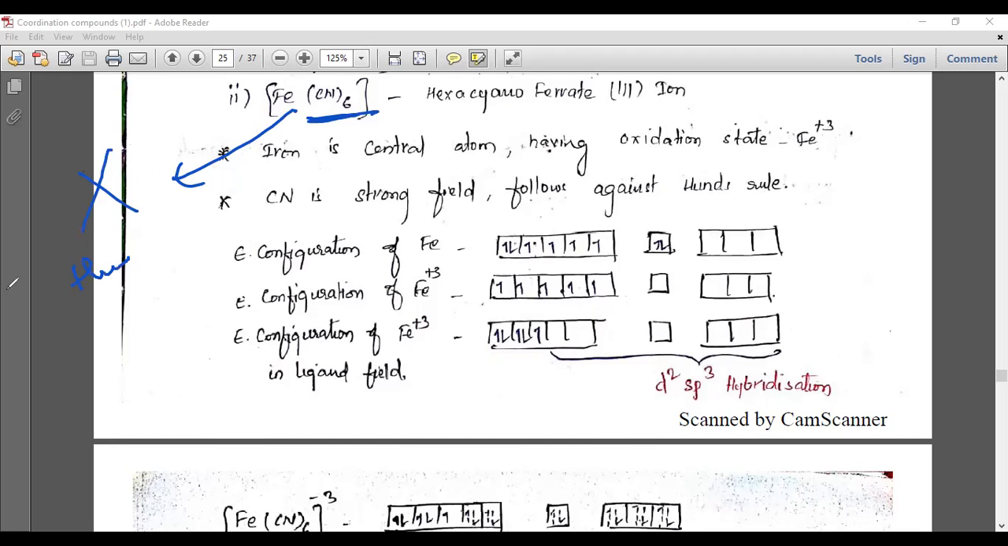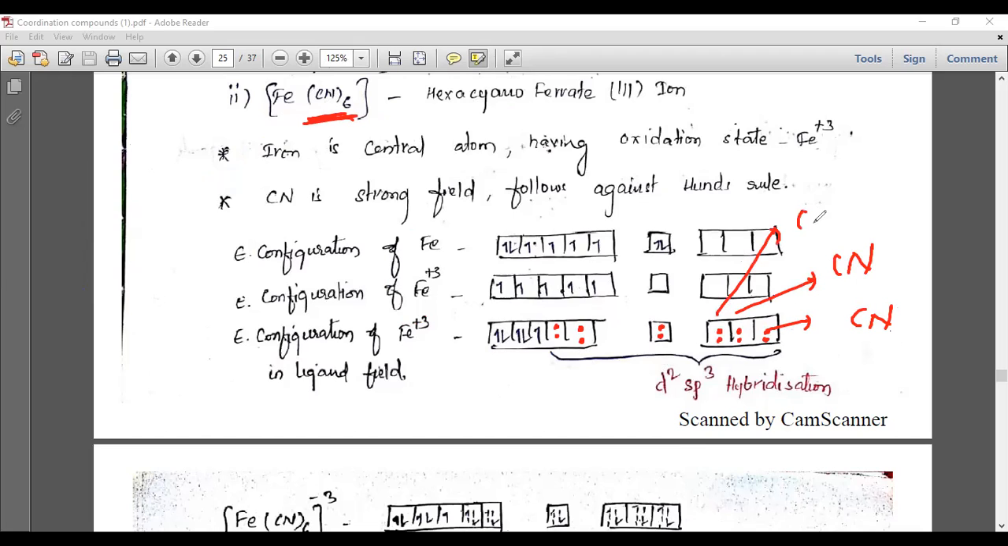Hund's rule is not followed. They will completely pair up together, so it will form like this. So see here, how many vacant orbitals are there again? Here the hybridization is d2sp3. You can easily understand here that there is a vacancy. Again the 6 cyanide ligands will come here and make the dative bonds with these 6 hybrid orbitals like this. These electrons are donated by each cyanide ligand.